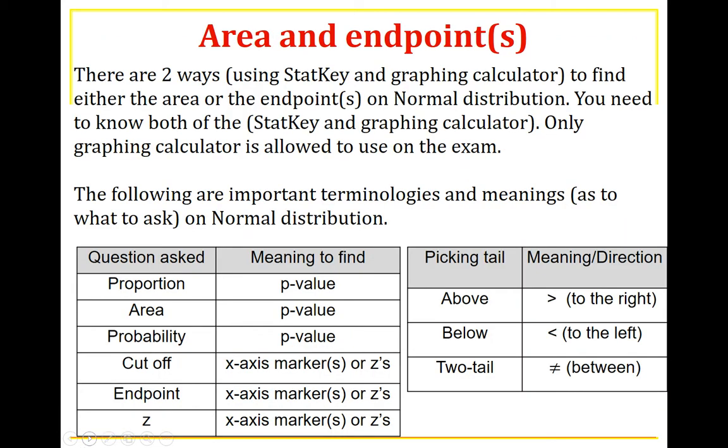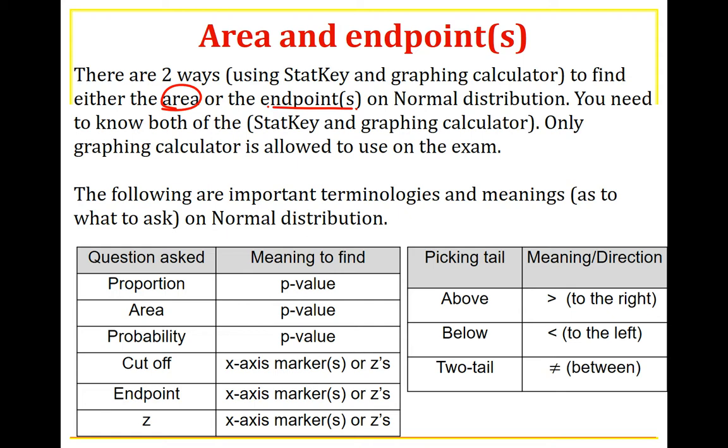Now, if we break this down into what we're looking for here, first of all, we can use our calculator and we can use StatKey to achieve these things. Okay, and I'll show you a little StatKey to begin, but then I will rely more heavily on the calculator because people don't walk around with StatKey. There are two ways of using StatKey and graphing calculators to find either the area or the endpoint. These are the things we're going to find. We're going to find area and we're going to find endpoint, and it's going to be your job to figure out which one. On a normal distribution, it says you need to know both of the values, how to use StatKey and a graphing calculator, but only a graphing calculator is allowed on an examination. You're really going to want to use a graphing calculator. It's going to be more leading to what you're going to do.